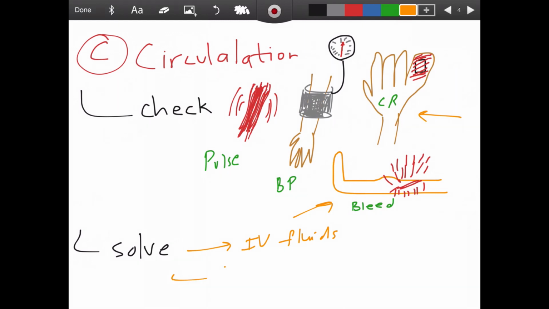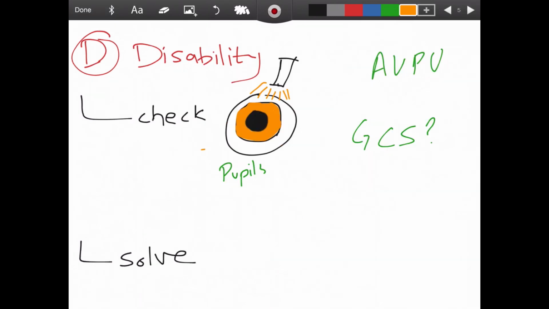Again, if there is no cardiac output, call the arrest team. And lastly, you can attach the patient to a heart monitor, which will monitor the electrical activity of the heart. Next, we'll move on to disability, where we will assess the patient's level of consciousness.